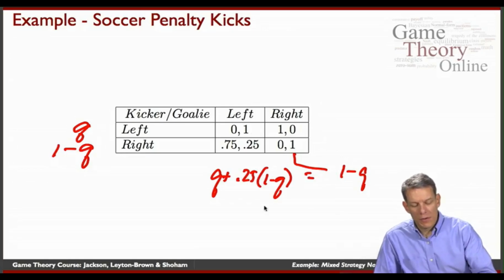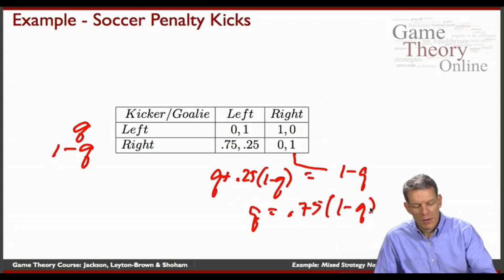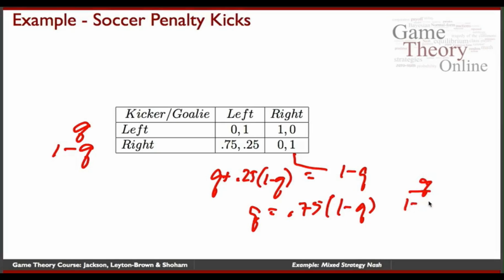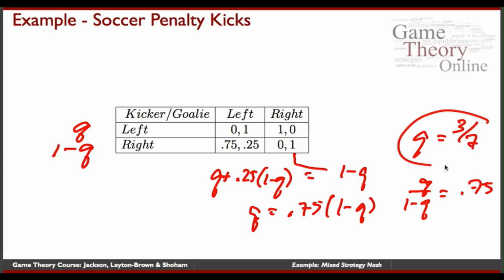So we end up with q is equal to 0.75 times 1 minus q. So q over 1 minus q is equal to 0.75. What does this tell us about q? That tells us that q is equal to 3/7. Okay, so we get 3/7 for the probability that the kicker is going to go left and 4/7 for the probability that the kicker is going to go right.